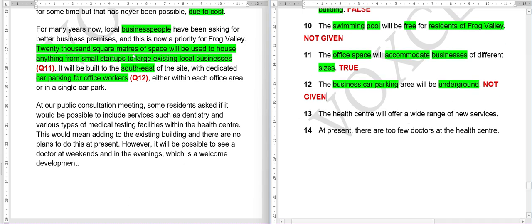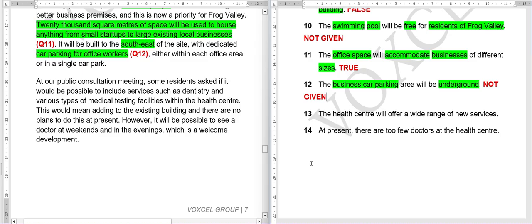13th question. So it should be in the last paragraph. These two questions. The health center will offer a wide range of new services. So there will be one health center also, and what will it do? It will offer a wide range of new services. If it will offer a lot of new services, the answer will be true. But if it will not offer a lot of new services, or it will offer only the old services, the answer will be false.